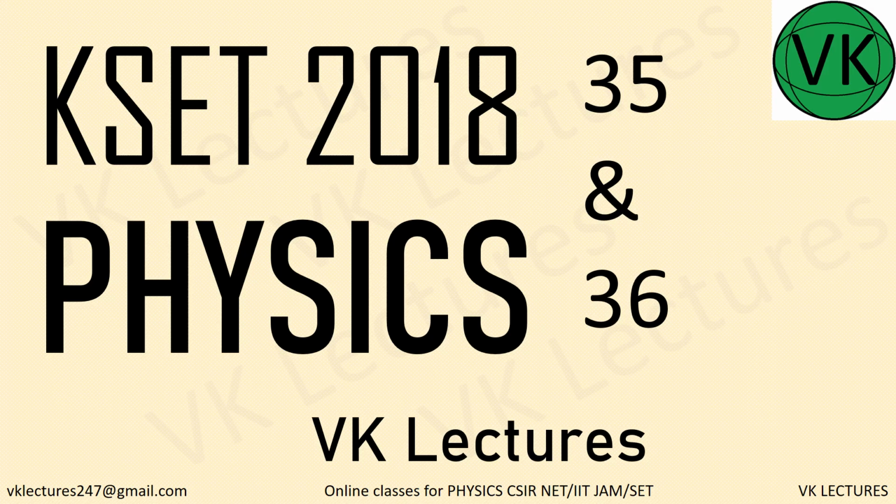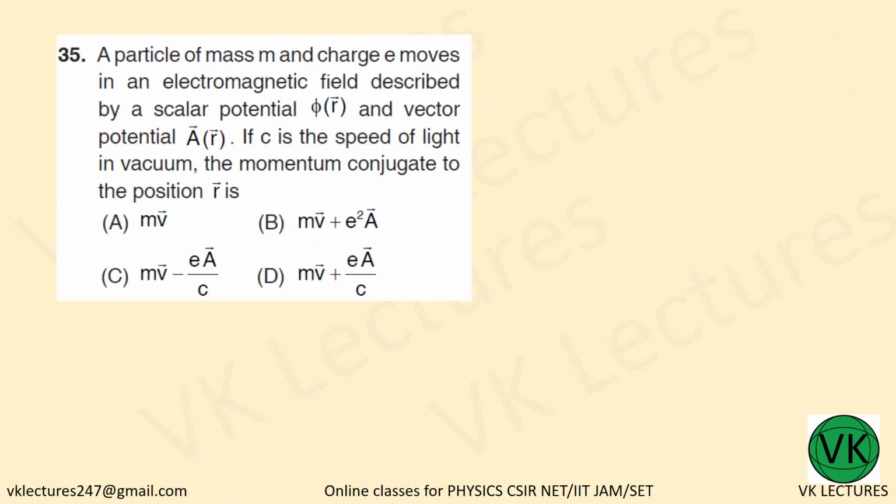In this lecture, we are discussing the 35 and 36 question from the KSET 2018 Physics question paper. A particle of mass m and charge E moves in an electromagnetic field described by a scalar potential phi and the vector potential A. If c is the speed of light in vacuum, the momentum conjugate to the position r is asked.